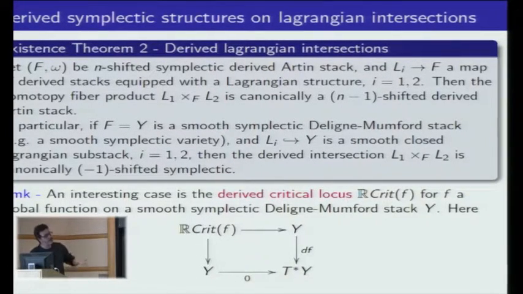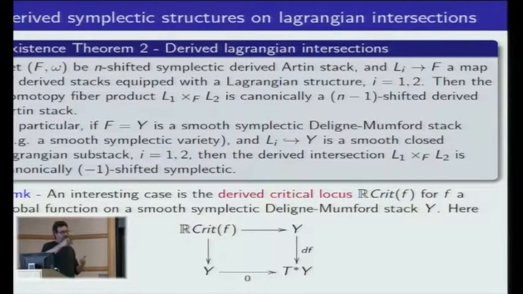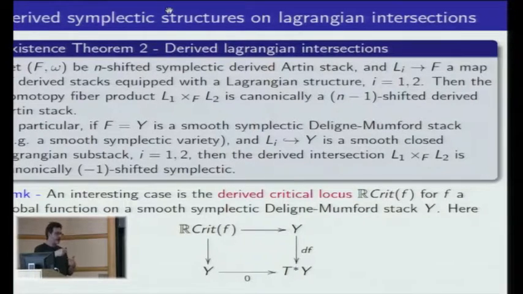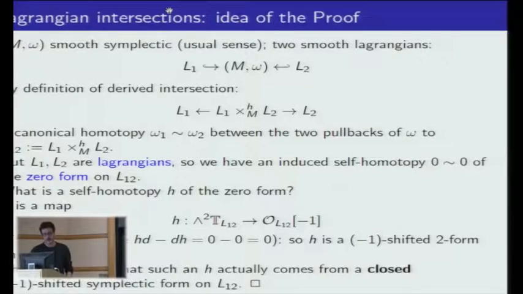This applies in particular to the case where everything is smooth. So there is this funny thing that if you have two Lagrangians in a usual smooth symplectic variety, for the intersection you cannot say too much. But the derived intersection is a -1 shifted symplectic. So let me give just a sketch of the proof very quickly.